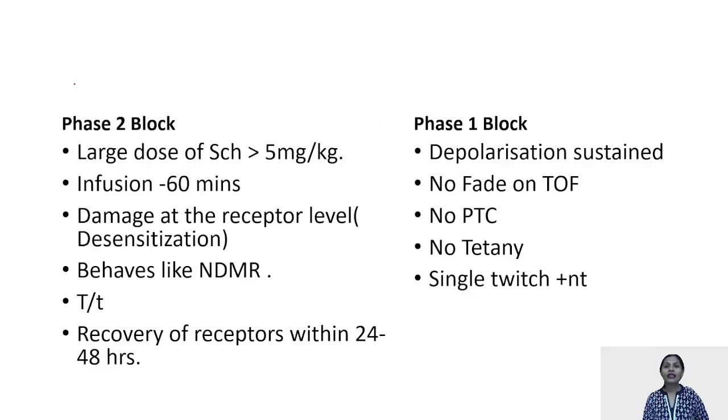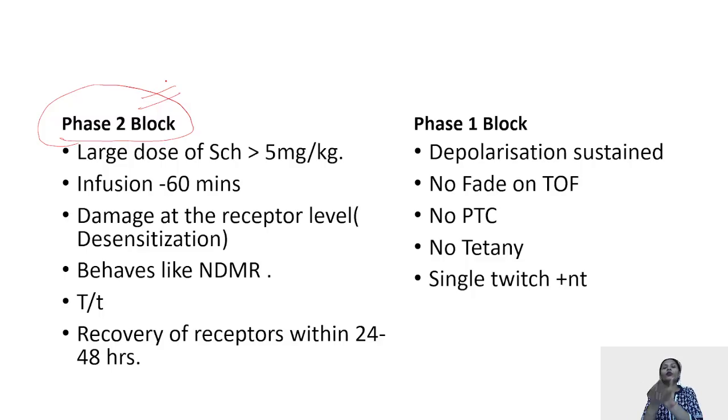Now, what are the reasons for phase 2 block? Generally, the phase 2 block is seen when large doses of scoline, around 5 to 7 mg per kg, are given, or a continuous infusion of scoline is given for around 16 minutes. Because of such a high dose of scoline, you have desensitization at the level of the receptors, and it starts behaving like your non-depolarizing muscle relaxants, and there is a scoline apnea for a prolonged period, and such receptors will eventually recover within 24 to 48 hours.